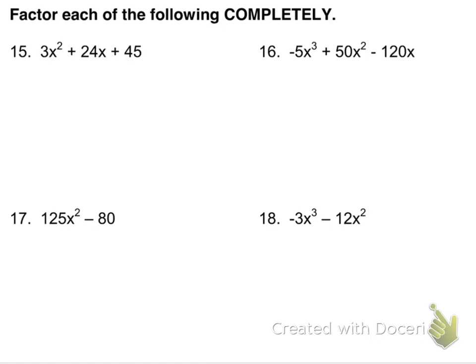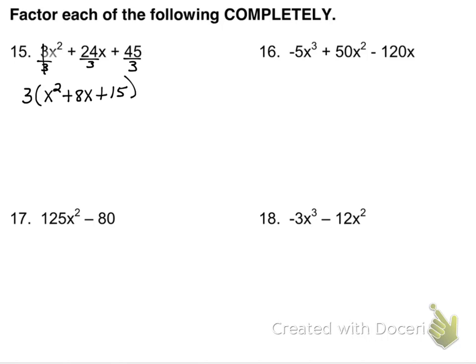So, first, greatest common factor, that's always the first thing. So looking at the first one here, the greatest common factor is a 3. So we're going to divide everything by 3. And remember, what do you do with that 3? Well, you write it in front of a set of parentheses. And then you do this division. That's going to leave you with x squared plus 8x plus 15.